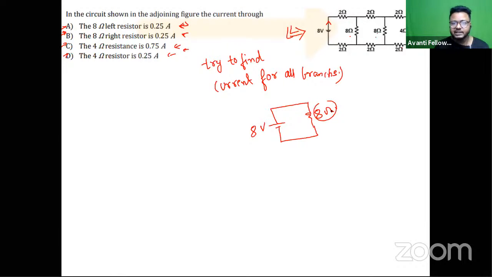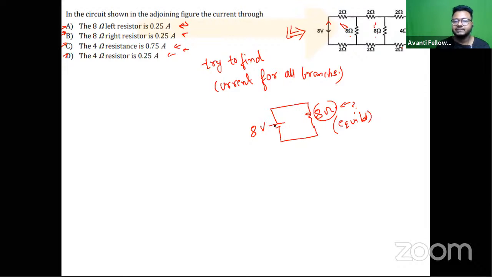About this 8 ohm, they are not asking. First of all, this is the equivalent 8 ohm. They have not asked about this. They have asked about this 8 ohm and this 8 ohm. So keep that in mind. If you think that you have made this 8 ohm and you try to get the answer and then tick it, that is incorrect.